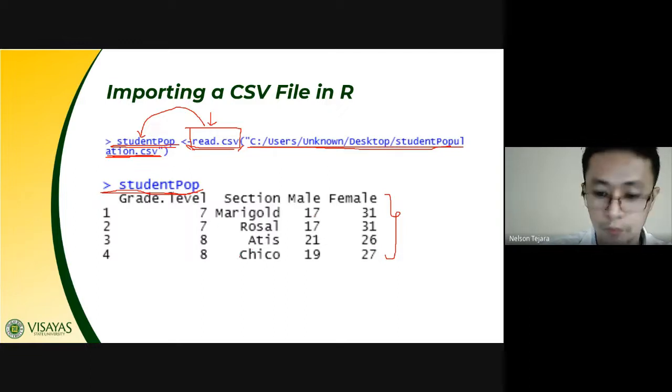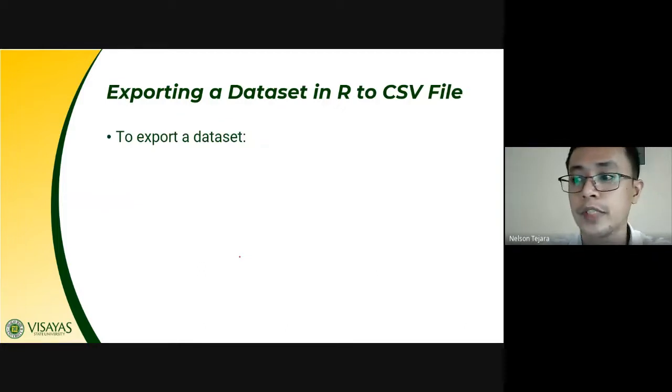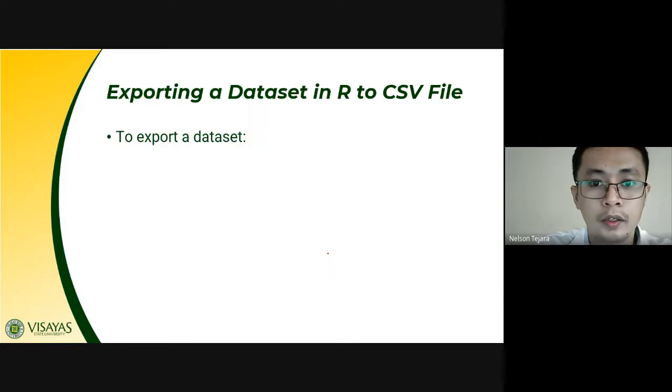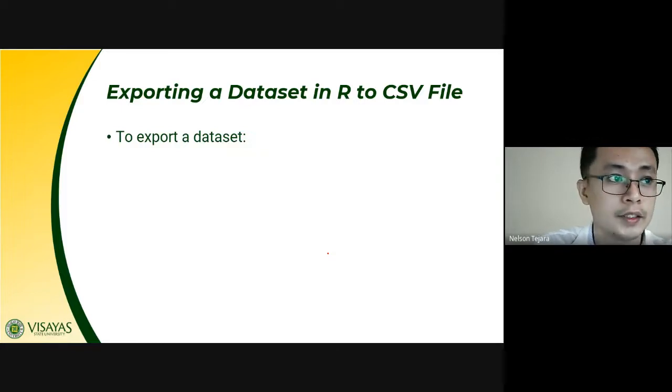Okay, so we proceed. So there is a way for us to import data. When you say import, it means the CSV file is going into R for further data analysis. Then when you say export, the data from R will be saved or stored into your computer's hard disk. So that's what we're going to do when we export a data set.